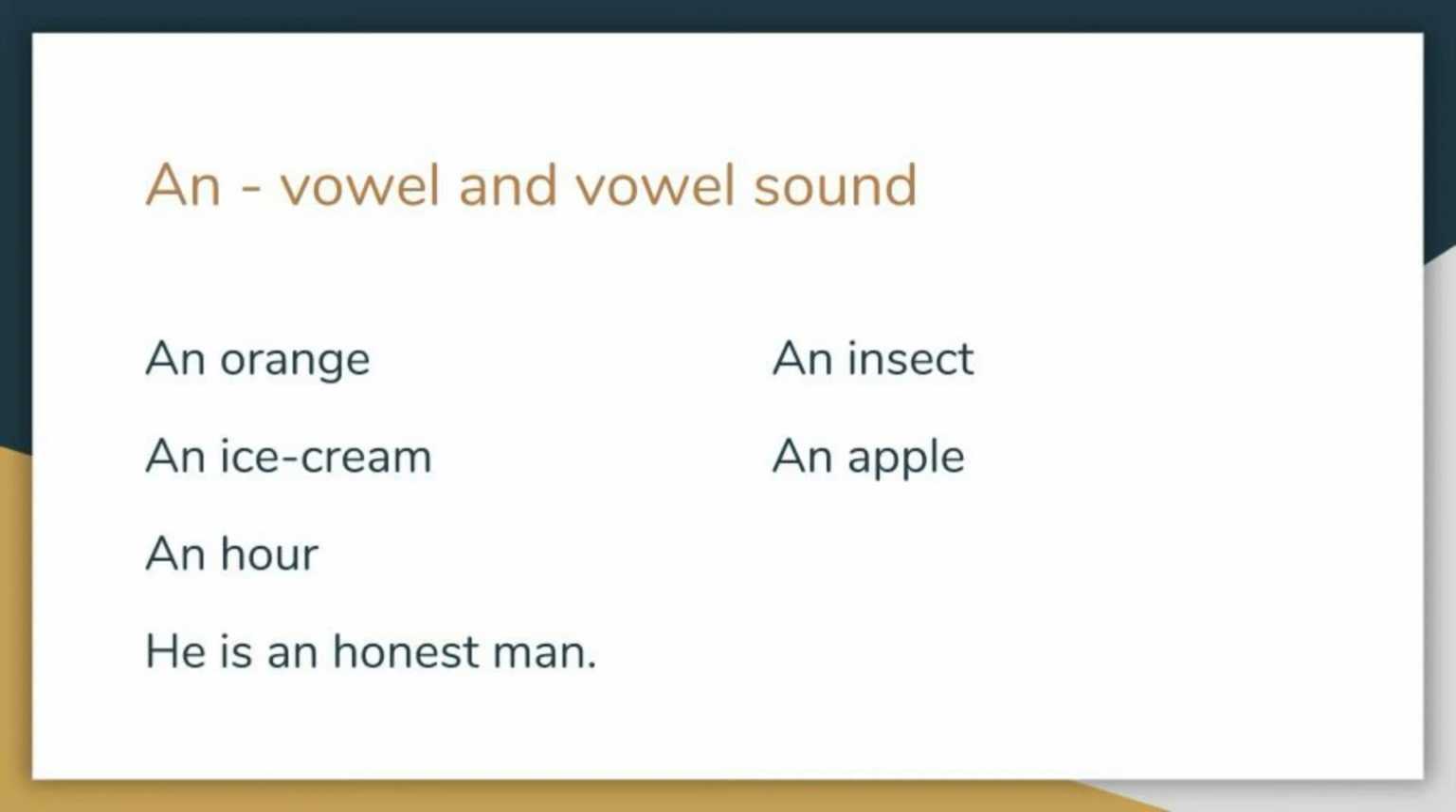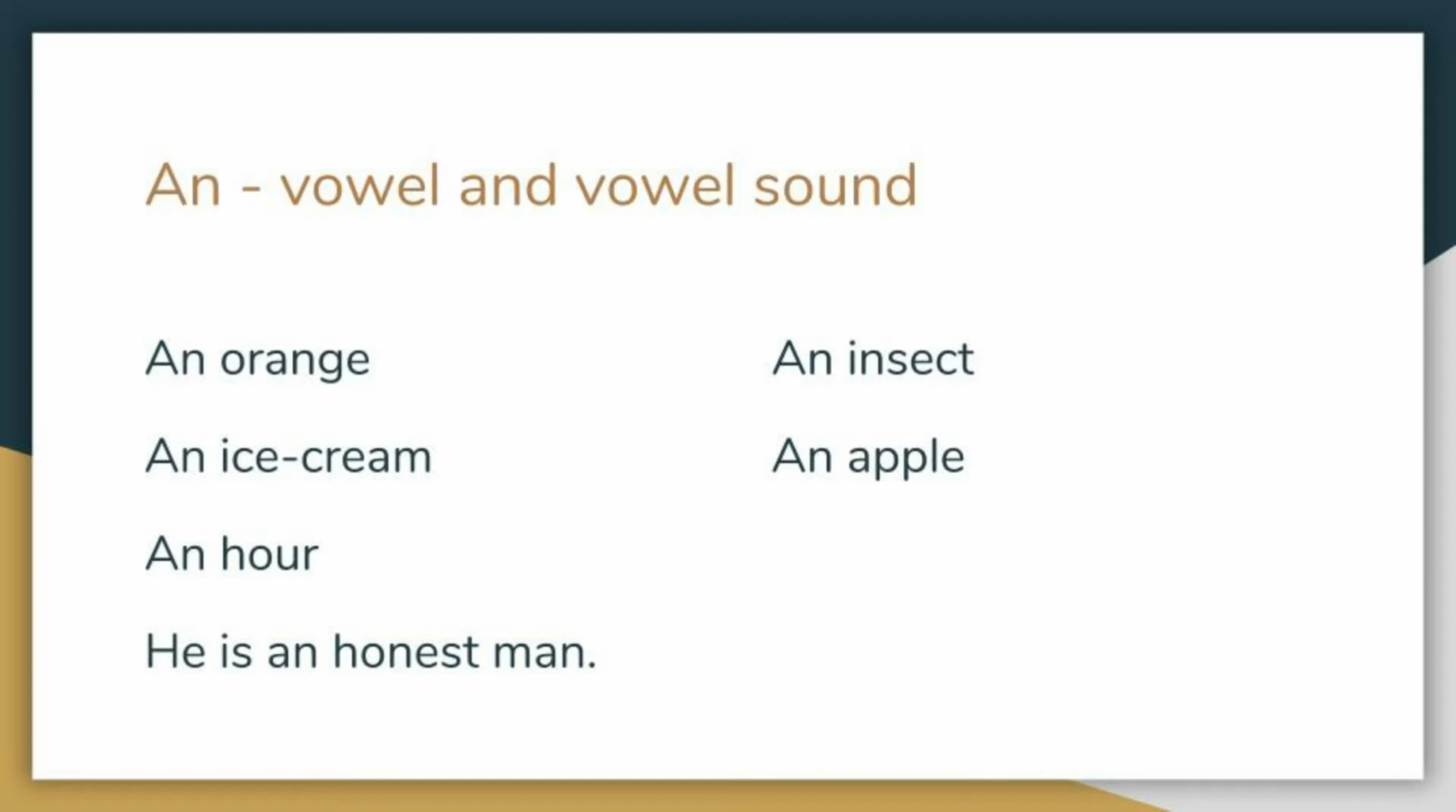Those nouns that begin with vowels use an. For example, an orange. Here we can say that orange begins with O, which is a vowel. So before it, we use an, meaning an orange. Likewise, an ice cream. Here, I is a vowel, so we use an ice cream.